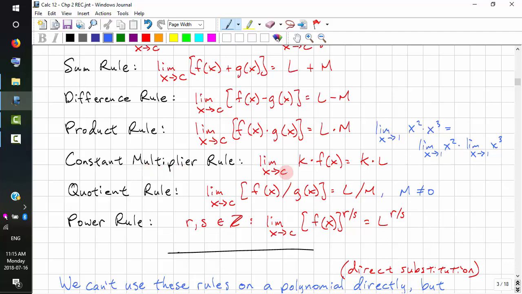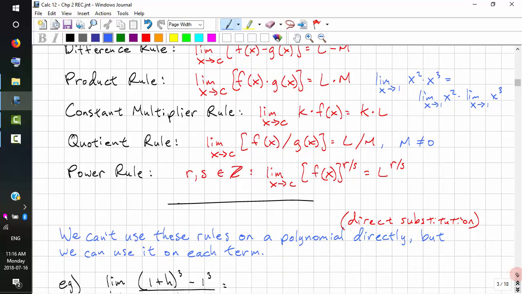Okay, and then we have the constant multiplier rule. If we just take some constant k multiplied by f, it's the same as k times L. And the quotient rule. So if we can find the limit of f and g, we can do L divided by M, provided that M does not equal 0. We can't divide by 0.